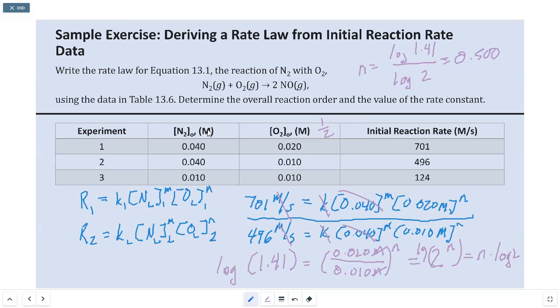So now we need to do the similar kind of thing for nitrogen. Luckily, this one should be a little bit easier to do by inspection. Reactions 2 and 3, we can see that the oxygen has been held constant. Nitrogen has gone down by a quarter. 496 divided by 124, this is also a 1/4 change. So that means that the nitrogen is first order.